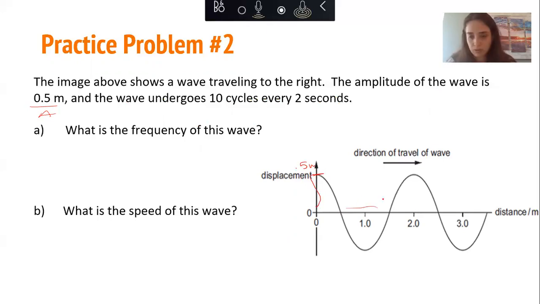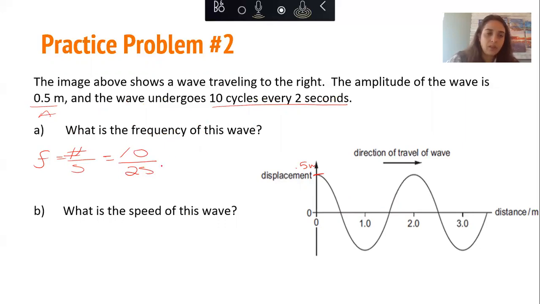Oops. I'm going to erase that. Great. And then we're told that this wave undergoes 10 cycles every 2 seconds. So let's see what we can do with this information. So we're being asked to find the frequency. So frequency is equal to the number of cycles that go by every second. So in this case here, we're given that it has 10 cycles every 2 seconds. So then my total frequency is going to be 10 divided by 2, which is 5, and then my units are hertz. So that's the frequency of this wave.